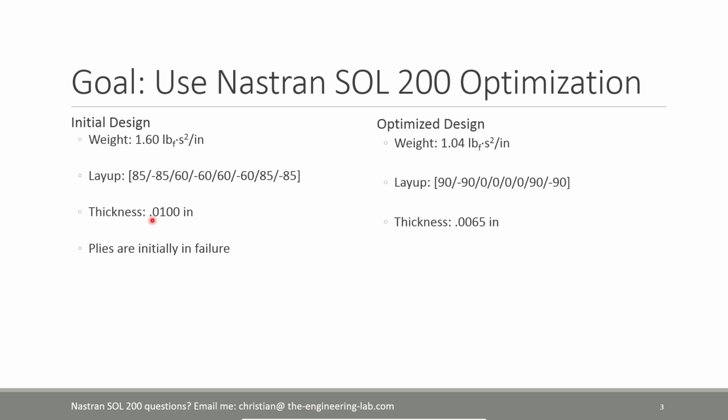Also, we are going to let the thicknesses of each ply vary, so you can see the change will go from 0.01 to 0.0065. One thing to note in this example, some of the failure indices are initially being violated, or rather, our failure index is experiencing failure. We are going to discuss how to account for this during the optimization so we prevent plies from failing.